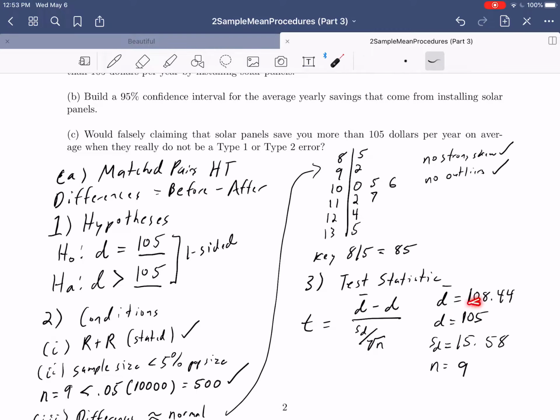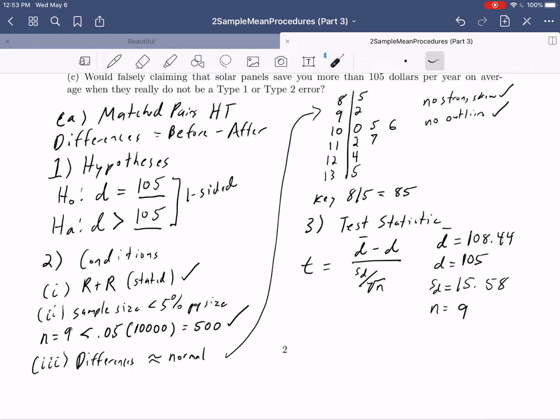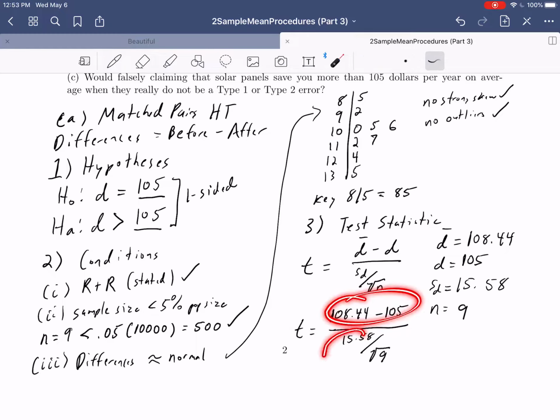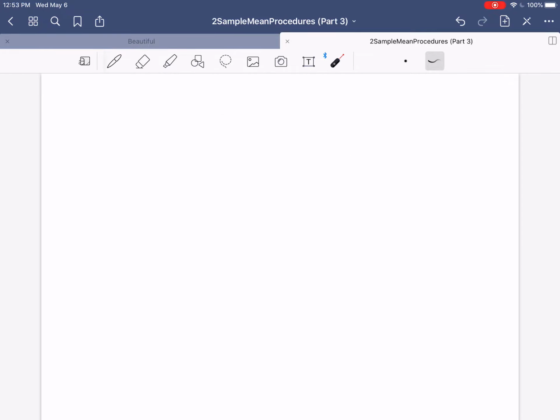Again, the only reason I'm keeping 2 decimals here, especially on this guy, I could probably just get away with 1 decimal. This is money, so it makes sense to keep 2 decimals since that would represent the cents. Okay, so let's go ahead and plug this stuff in. We would get t is 108.44 minus 105 divided by 15.58 divided by the square root of 9. Once again, when you go to type that into your calculator, do the top and the bottom separately. So let's go ahead and do that on the next page here.